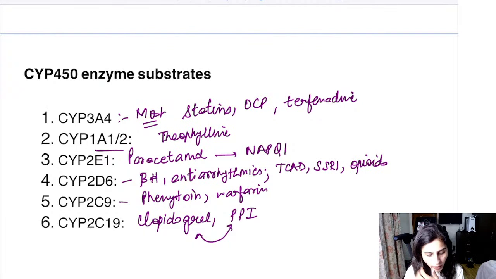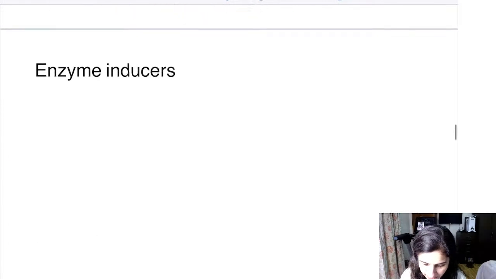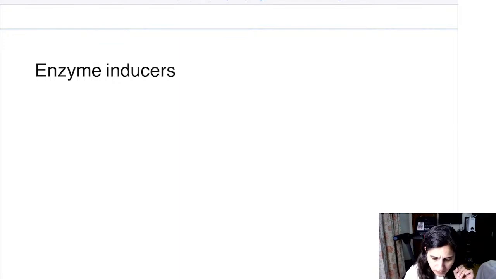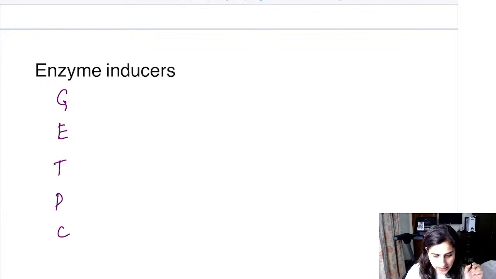ठीक है, so these are the important CYP enzyme substrates to know. And another important thing इसमें आता है enzyme inducers and enzyme inhibitors. जो names हैं, we don't have to go with the details. The enzyme inducers के important names कौन कौन से हैं? So जो names के लिए एक mnemonic है, which are the drugs, which is GET PCR. ठीक है? GET PCR एक mnemonic है to remember which are the various enzyme inducers.